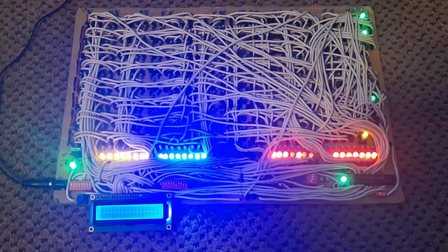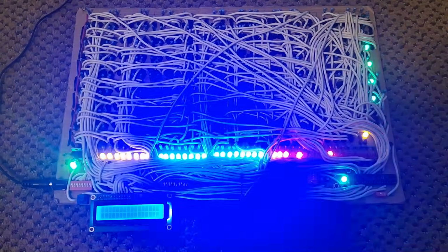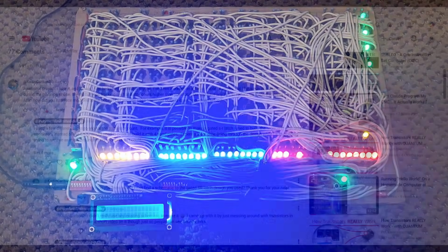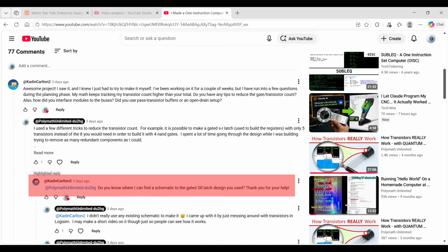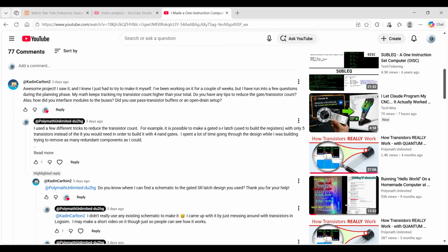Since then, I've gotten a few comments asking for more specifics on how I designed the processor at the transistor level. For example, Caden Carlton asked how I designed the latches used for the processor's registers. This video will address this question specifically, but hopefully the concepts we talk about here will help other viewers who might have questions about building other transistor-level circuits.